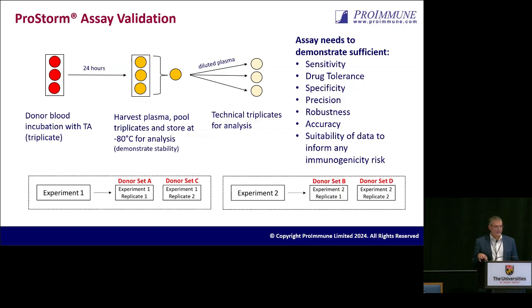When it gets to the point of the analysis, those samples are thawed out, and then the plasma is diluted into technical triplicates for analysis. Why are we doing this dilution step? Really, it's to do with the linearity of the signal in the assay that we're using, but I'll explain that in a moment.